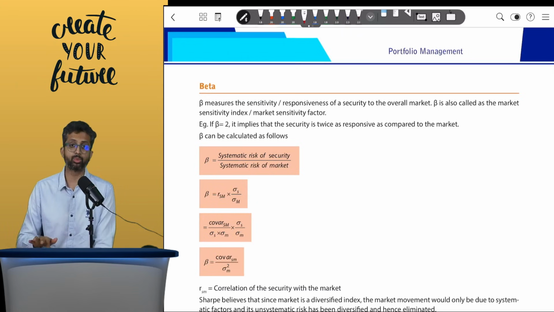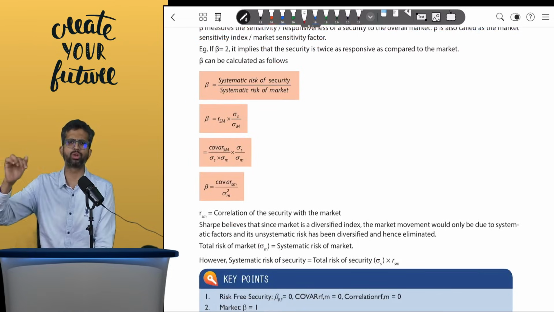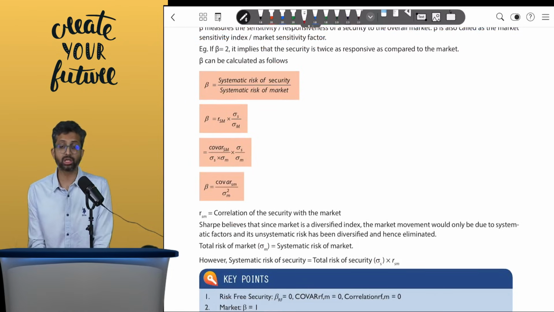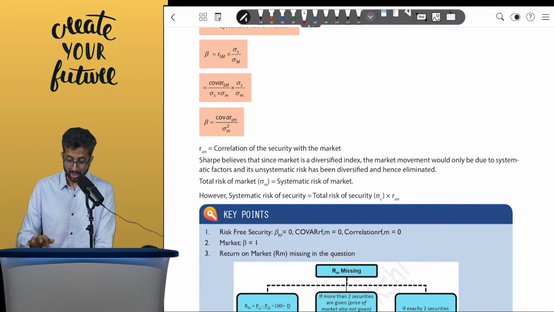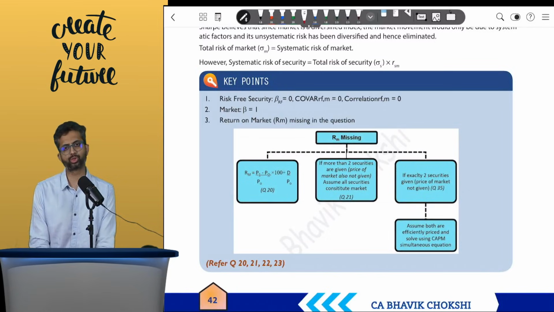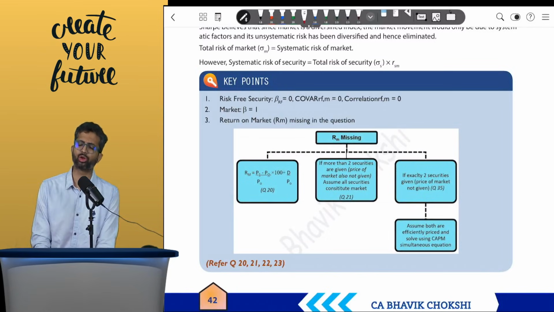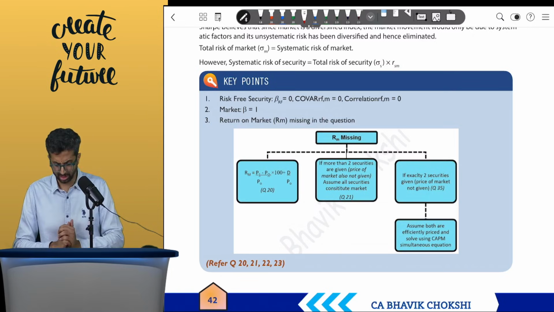Typically, beta over here will be the correlation of security with the market into the standard deviation of the security upon the standard deviation of the market. An alternative formula for beta can also be covariance of the security with the market upon the variance of the market. So these are various ways in which you can find the beta. Now, one needs to remember that the beta of a risk-free security is nil. The beta of market is always going to be 1, and if the beta of a security is greater than 1, then it is riskier than the market. If it is less than 1, it is less risky than the market.